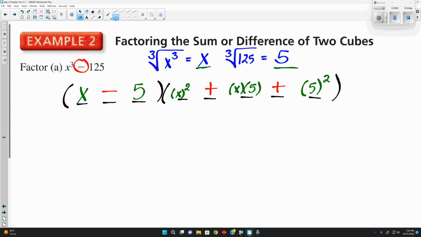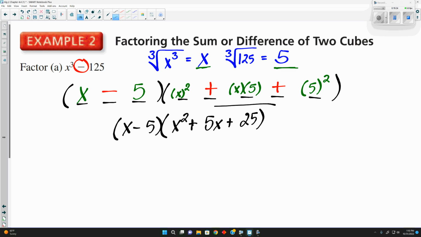Any questions on how we got to this point here? Now we just need to simplify. So our first one here is going to be just x minus 5. Here we'll have x squared plus 5 times x, or x times 5 is 5x, plus 5 squared is 25. And that's it. These are actually quite nice. Once you see the pattern and know how the pattern works, these are actually quite nice and easy to factor.